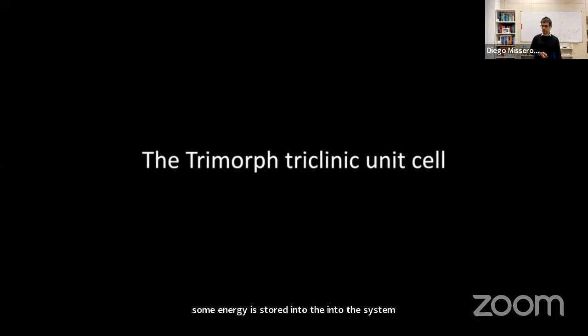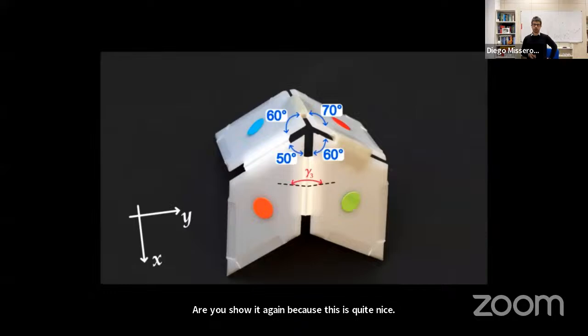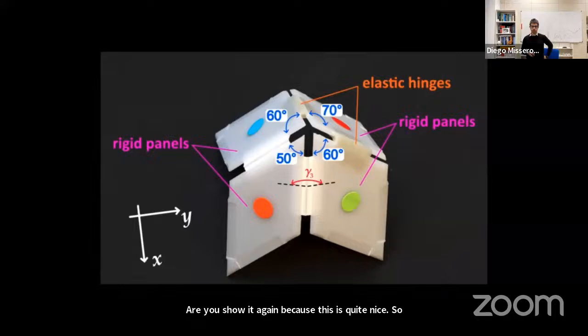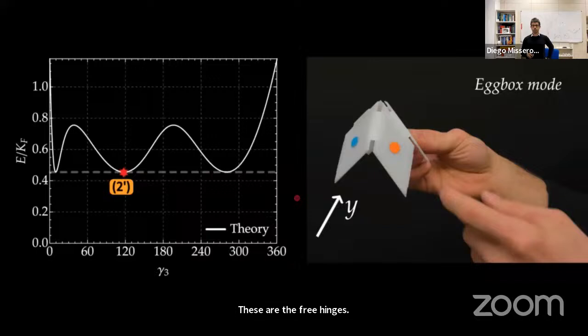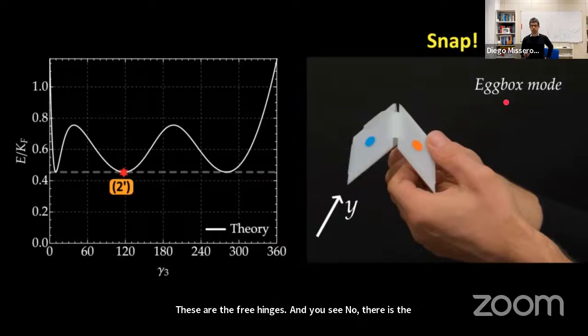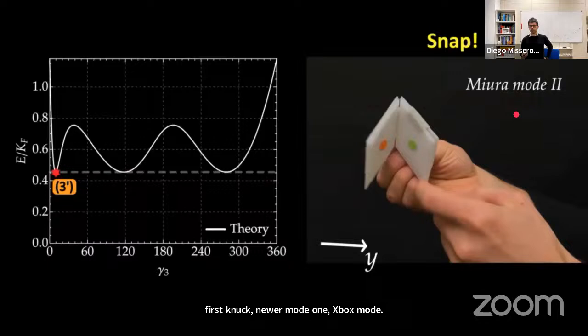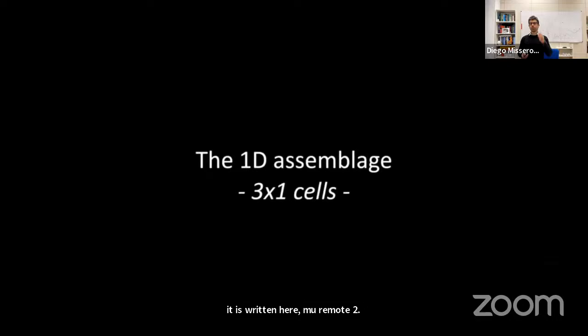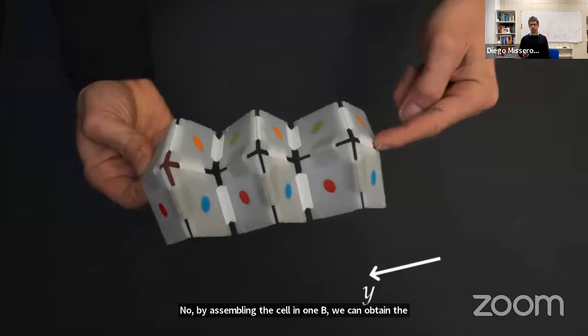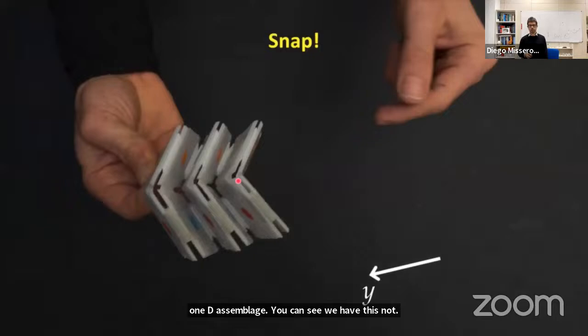So this is the unit cell. These are the three hinges. These are the elastic hinges, and you see, now there is the first snap: Miura mode one, egg box mode, and Miura mode in the other direction. You see here, it is written, Miura mode two. Now, by assembling this cell in 1D, we can obtain the 1D assemblage. You can see, we have this snap, snap, and snap, and then we can have also the snap in the other direction.